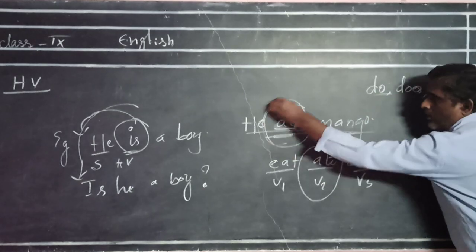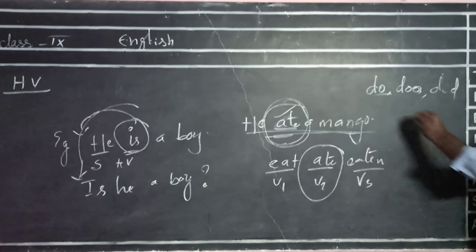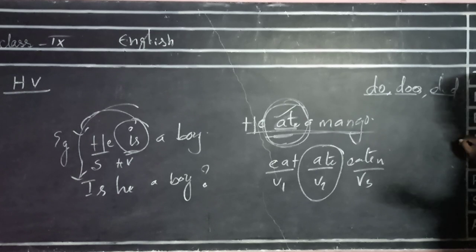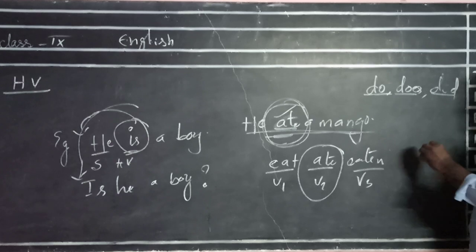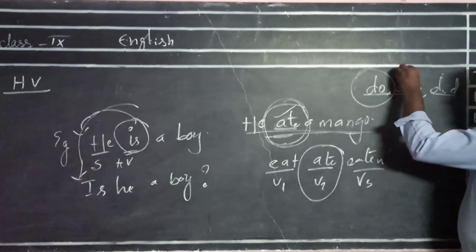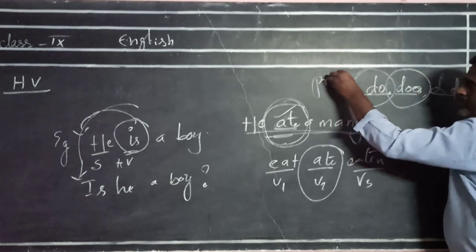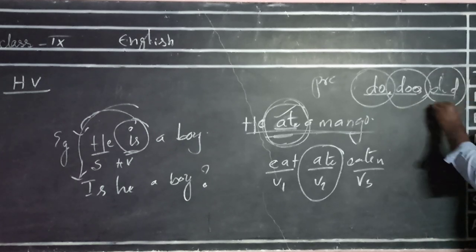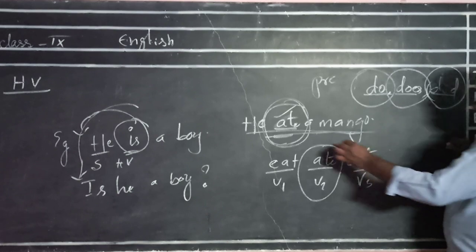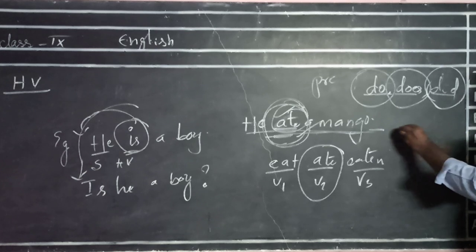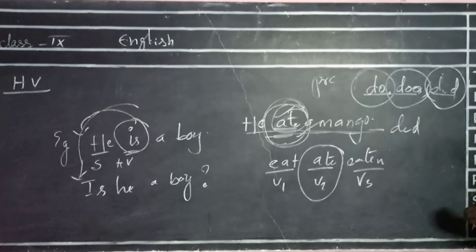When there is no helping verb in a sentence, you can take the help of do, does, did in order to make a sentence into an interrogative sentence or a negative sentence. For example, in this sentence there is no helping verb. Do and does can be used in present tense to frame a question or to make it negative. Did is used in past tense. So here there is no helping verb, and the verb is in past tense, so you can use did in order to make a question.